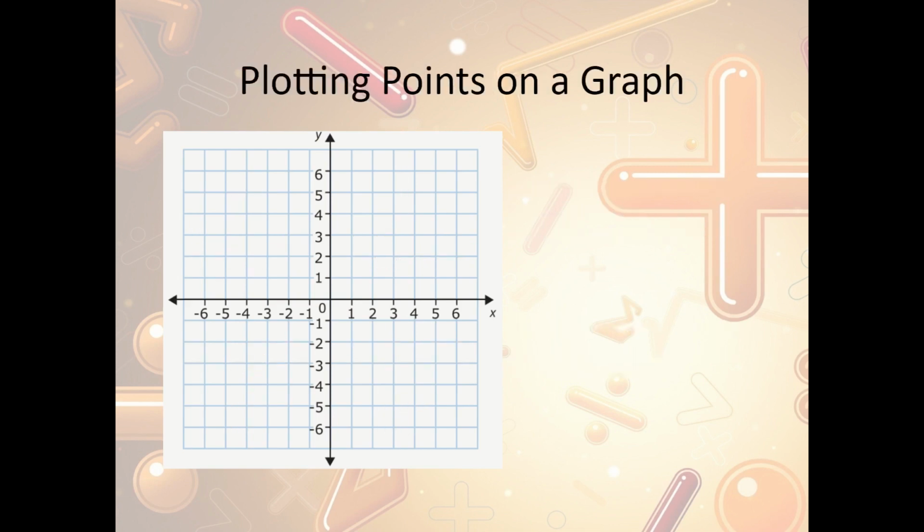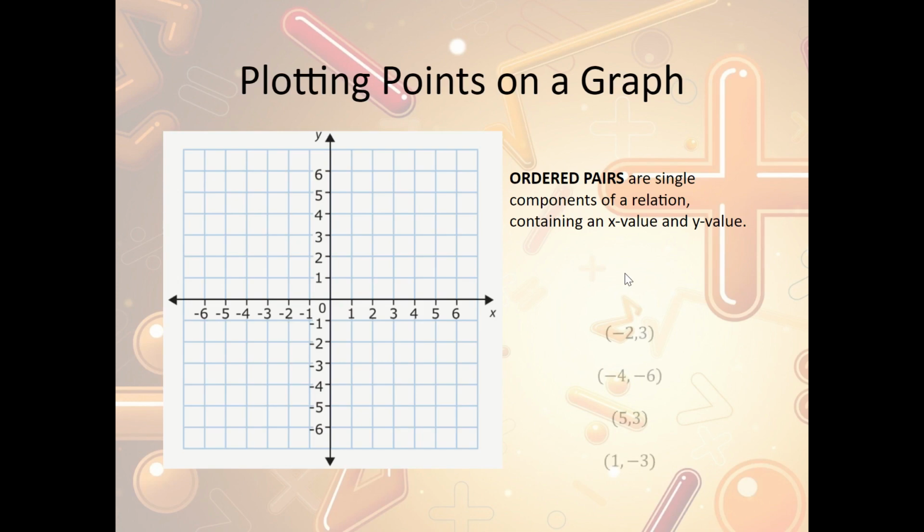Now, how do we plot points on the graph? Well, first of all, we're given ordered pairs. Ordered pairs are single components of a relation containing an x value and a y value. So what that means is we're given an x and a y. For instance, this is an ordered pair.